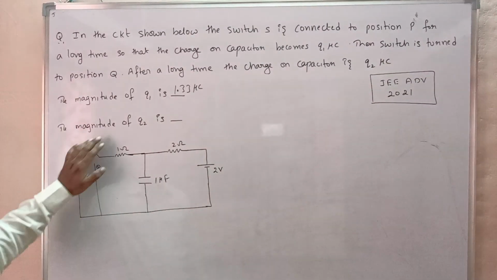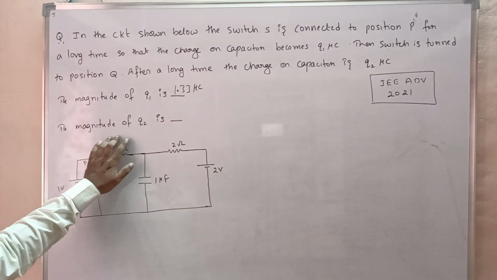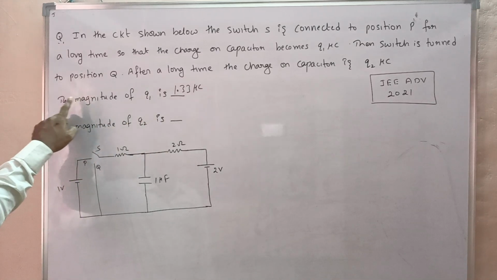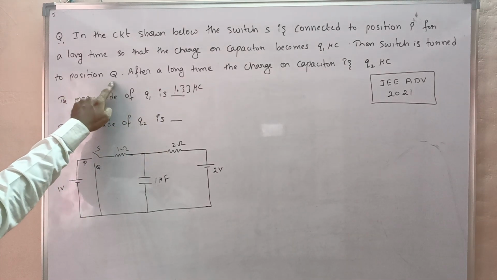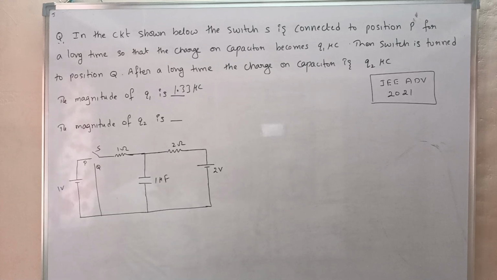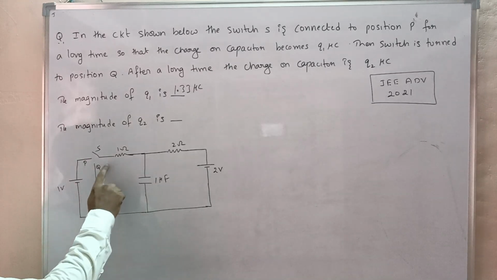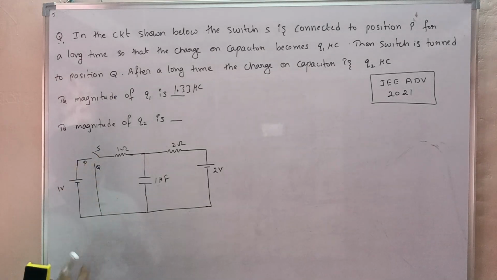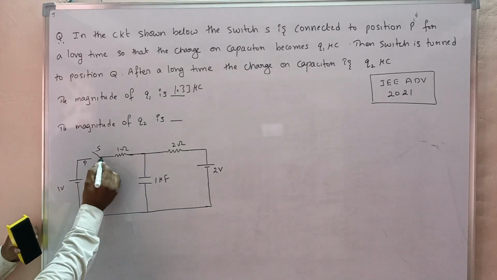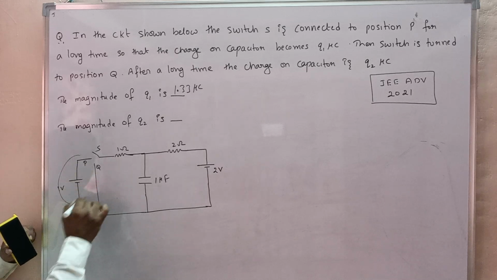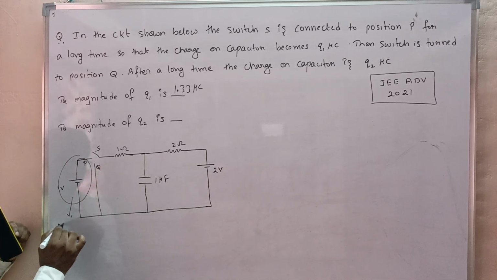Now see the second case. What is the second case? The switch is turned to the position Q. After a long time, the charge on the capacitor Q2 is. Now the switch is turned to Q. When the switch is turned to Q, it will not work.